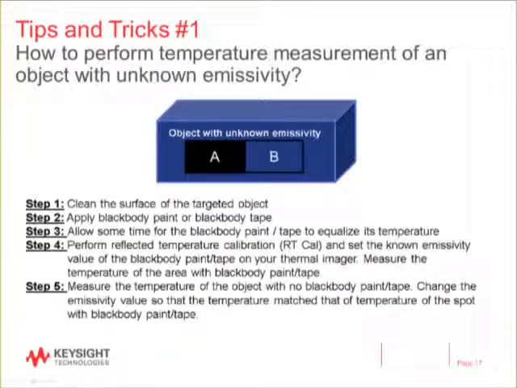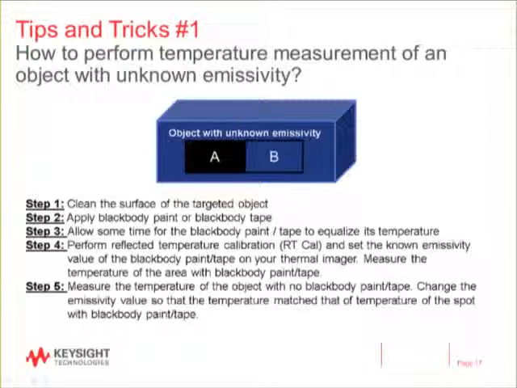What we need is to always have black body tape or electrical tape that can withstand harsh conditions. This tape will generally have a high emissivity of 0.95 to 0.98. So here are the steps to getting the temperature measurement. First, clean the surface of the targeted object to remove any foreign materials. Step 2, apply the black body paint or black body tape with known emissivity. Thirdly, allow some time for the black body paint or tape to equalize its temperature. And then you can perform the reflected temperature calibration and set the known emissivity value of the black body paint or tape on your thermal imager.